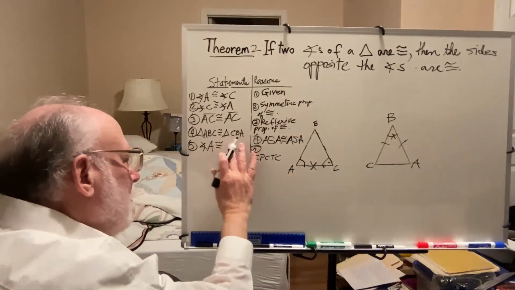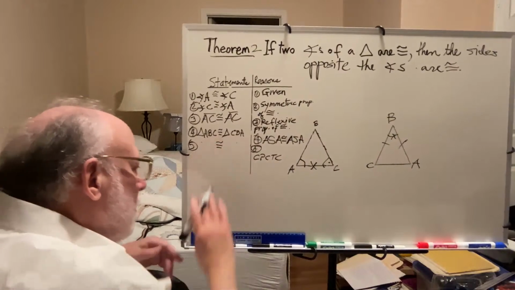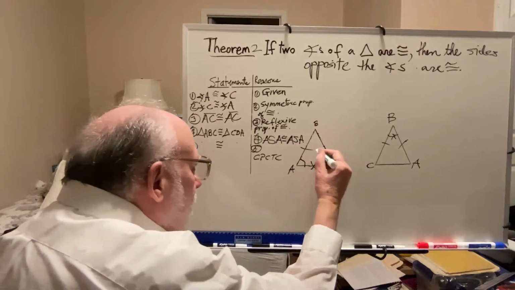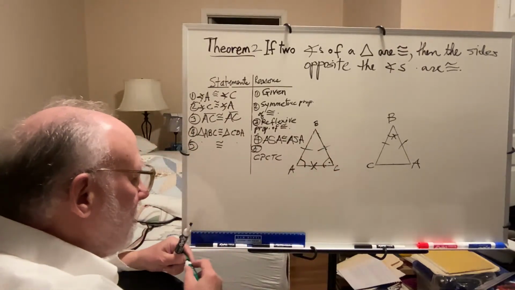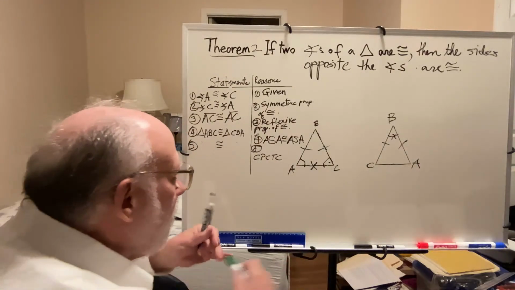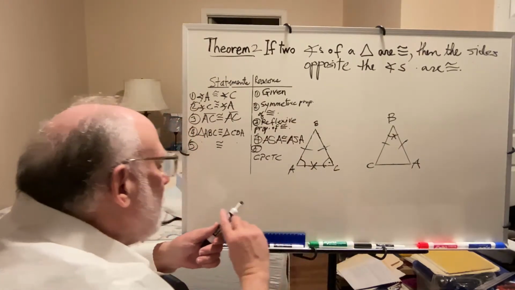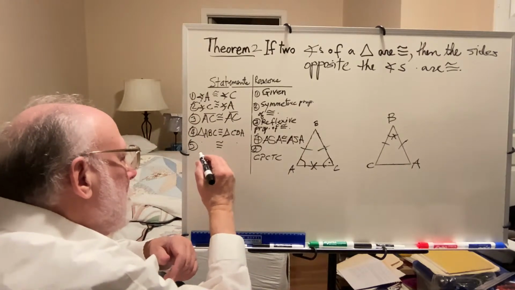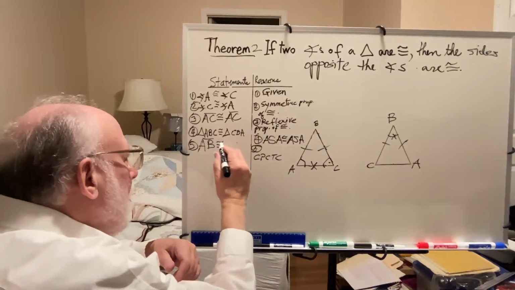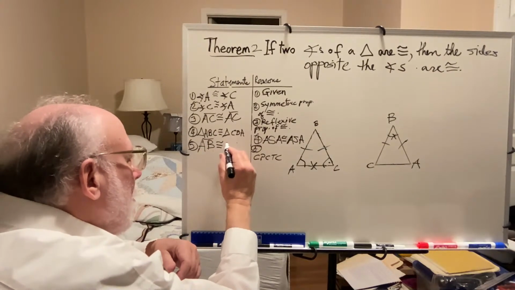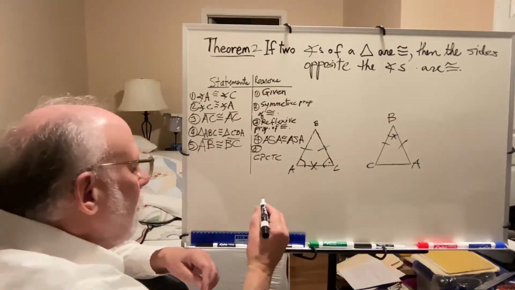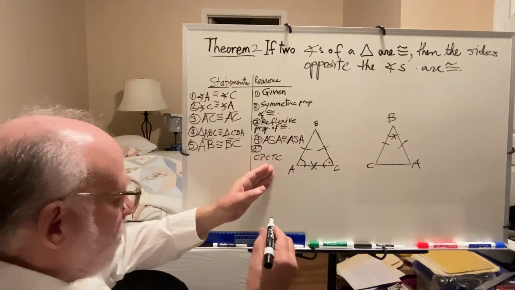And now we know that these corresponding sides are congruent by CPCTC, corresponding parts of congruent triangles are congruent.